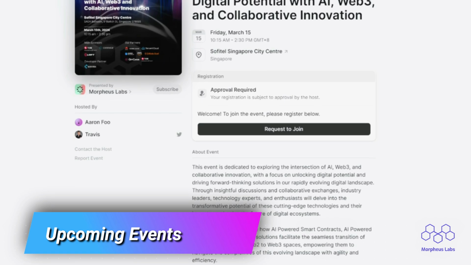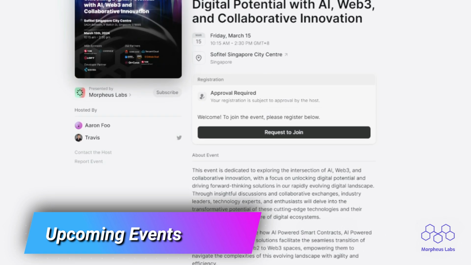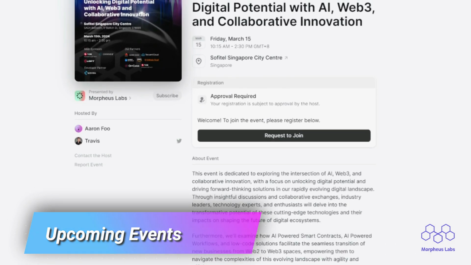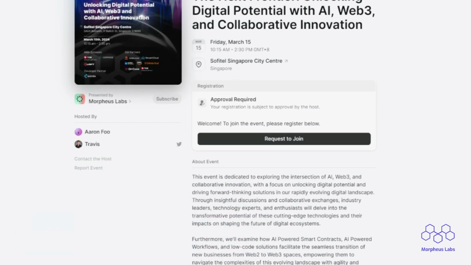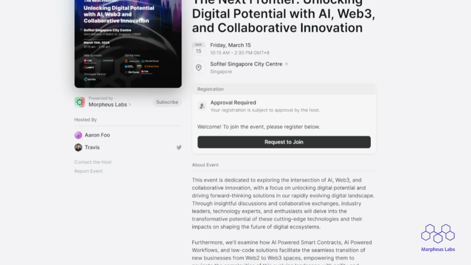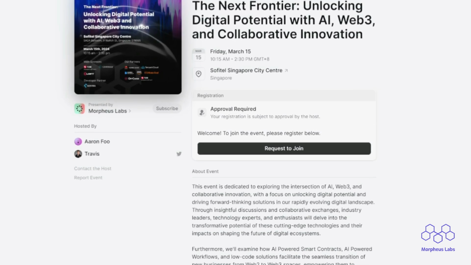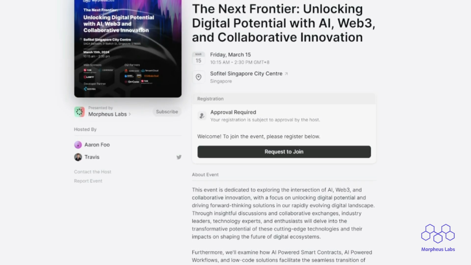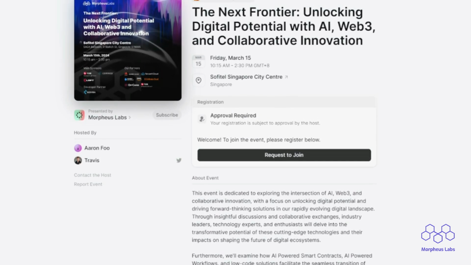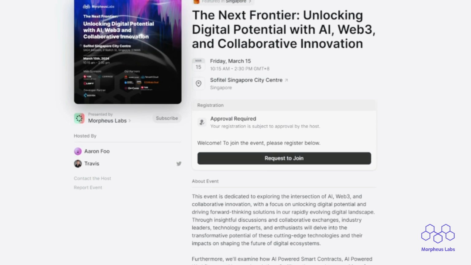First of all, there's an ambassador program. We can expect this around mid to late March. More details, of course, are going to follow. And then there's also going to be a live event on the 15th of March in Singapore. The Next Frontier: Unlocking Digital Potential with AI, Web3, and Collaborative Innovation. The event is in the Sofitel in Singapore. If you're in the area, you may want to check that out.